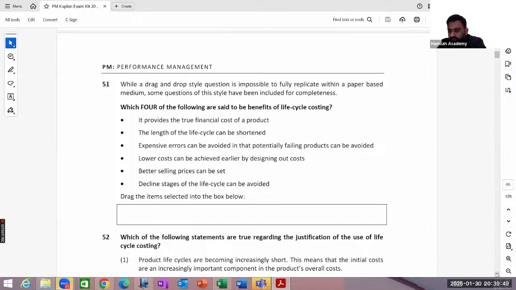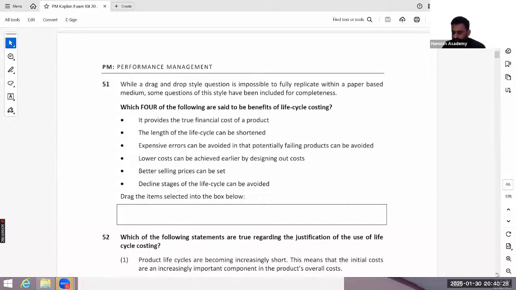Okay, next is a drag and drop style question. Which four of the following are said to be benefits of life cycle cost? Can you identify? What about the first one? It provides a true financial cost of a product. Is it a benefit of life cycle costing or not? Yes, it's a benefit.